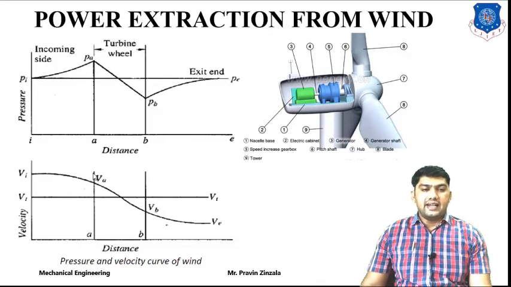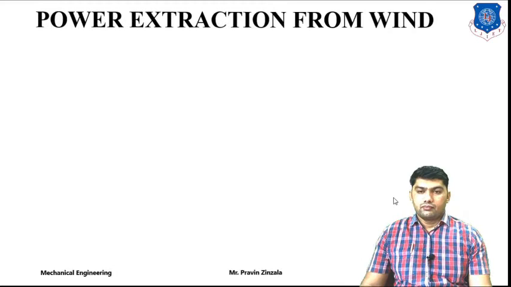The incoming wind has kinetic energy due to its velocity, and it strikes the wind turbine at the inlet portion. After passing through the wind turbine, the velocity decreases. At the outlet the velocity is VB and at the exit the velocity is VE. So this is the simple diagram of pressure versus distance and velocity versus distance, showing the positions of pressure and velocity at the turbine blade.